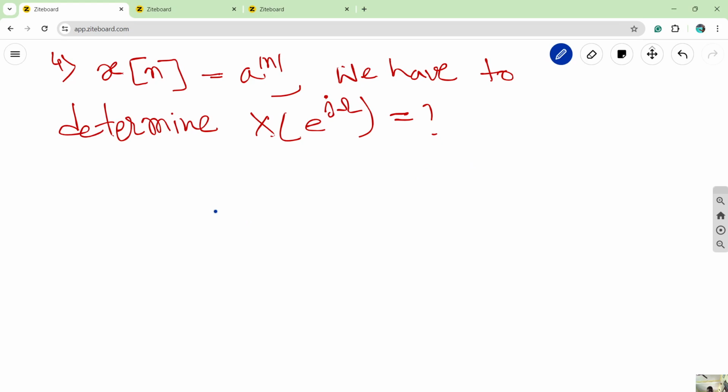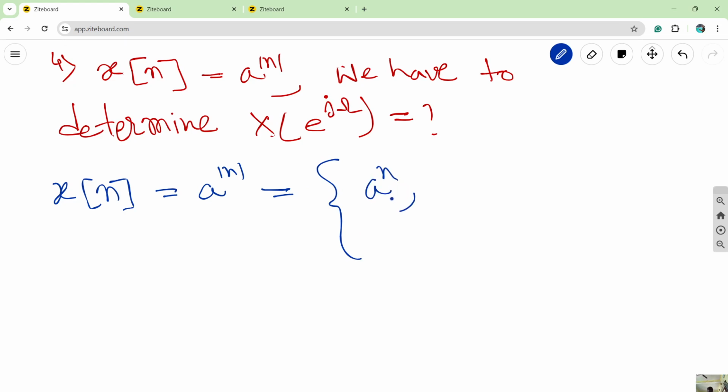Let us solve this. First, we write the signal x of n, and this is actually a to the power mod n. If I write it, it is a to the power n for n greater than or equal to 0 and a to the power minus n for n less than 0. This is the simplified form of x of n.